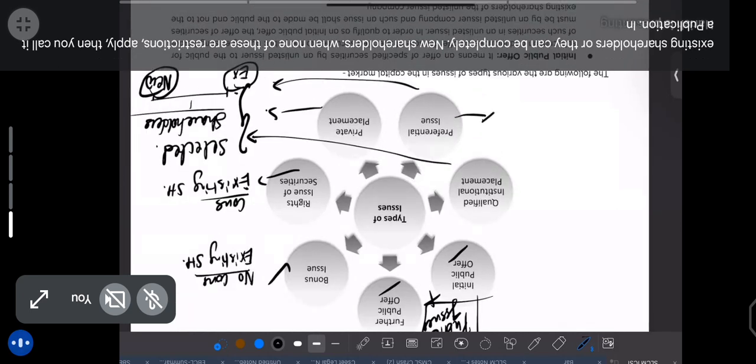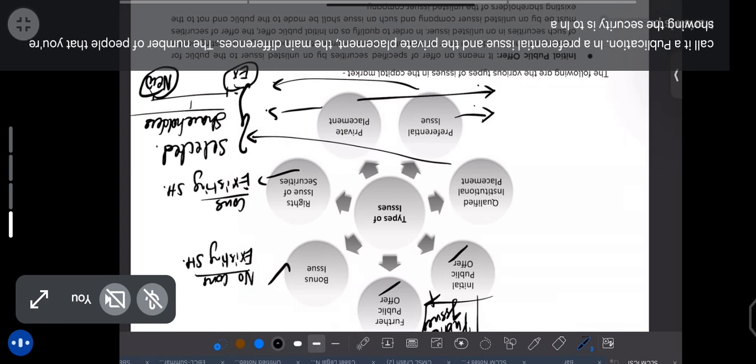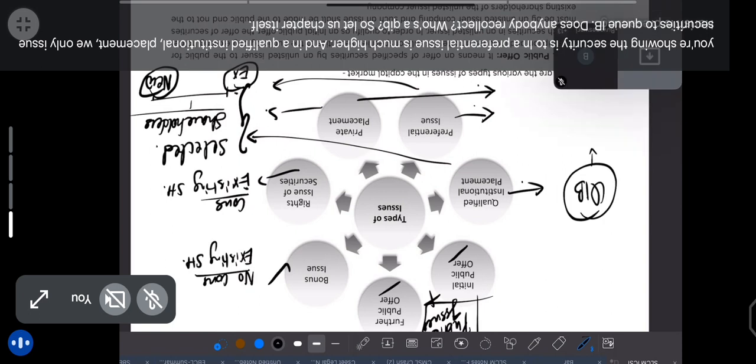In a preferential issue and private placement, the main difference is the number of people that you're issuing the securities to. In a preferential issue it is much higher. And in a qualified institutional placement, we only issue securities to QIB. Does anybody recollect who's a QIB? It's in the first chapter itself. What is the full form?